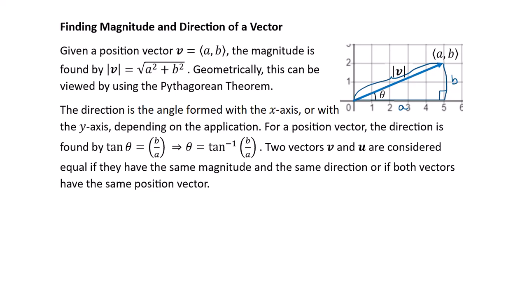The direction is the angle formed with the x-axis or with the y-axis, depending on the application. Now for a position vector, the direction is found by the tangent of theta equals b over a, or theta equals the inverse tangent of b over a. Two vectors, v and u, are considered equal if they have the same magnitude and the same direction, or if both vectors have the same position vector.